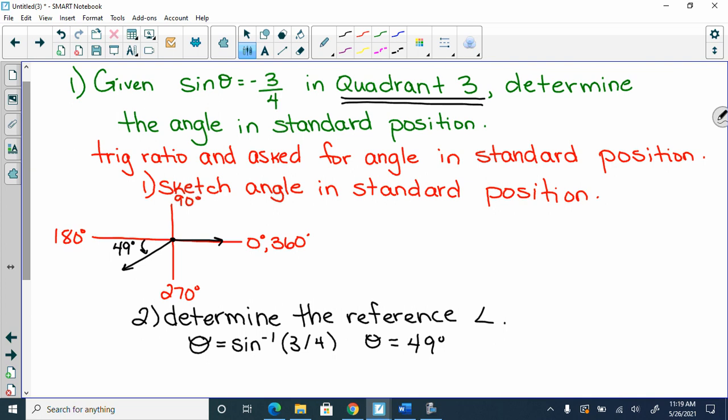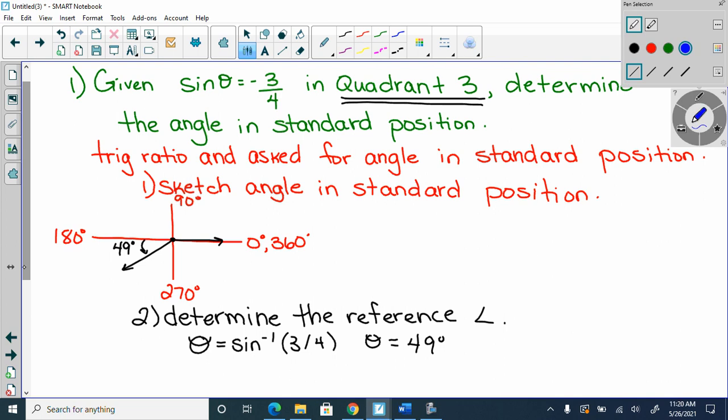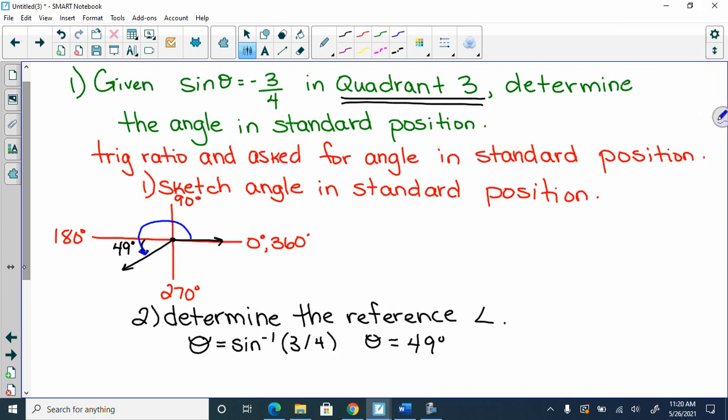When we're in quadrant 4 and we had the reference angle, we took 360 minus it, got our angle, correct? When we're in quadrant 3, we do 180 plus the reference angle. And you can just visualize it. So this takes me 90 to get to here, 180 to get to here, plus another 49 will get me here, correct? So quadrant 3, to get that standard position, we're going to do theta equals 180 degrees plus 49 degrees, which is 229.